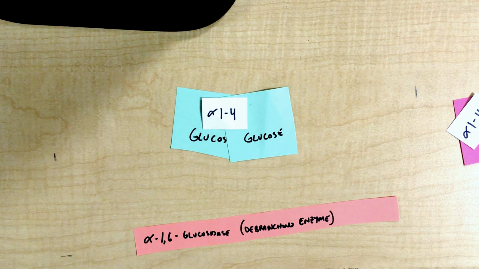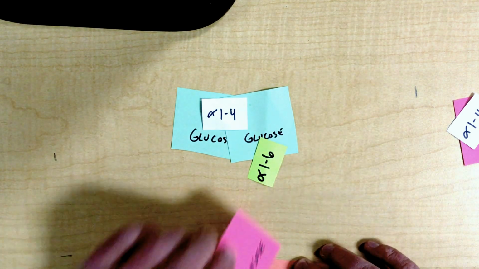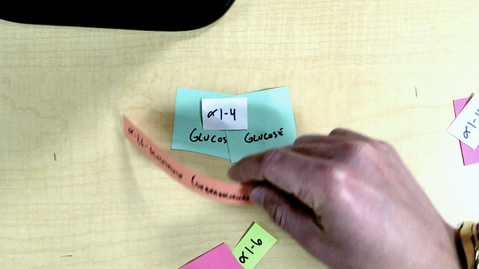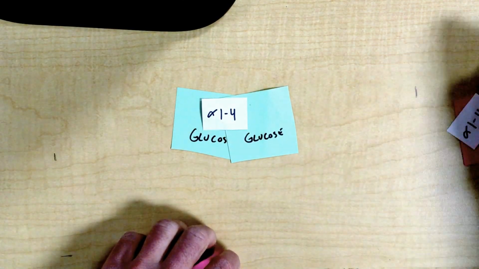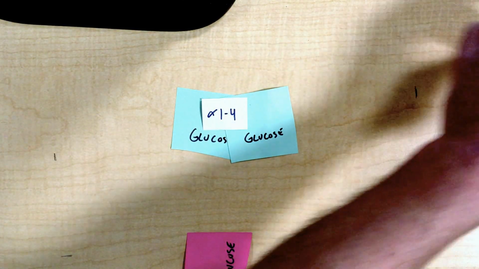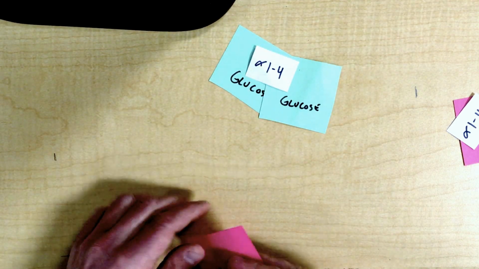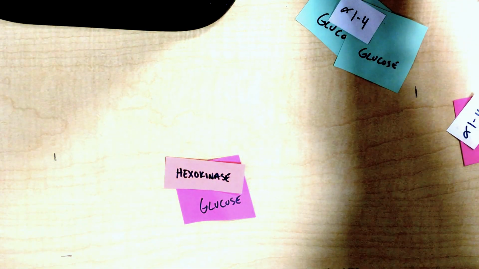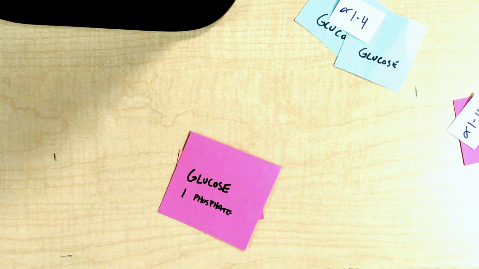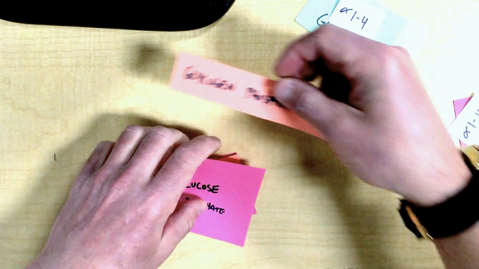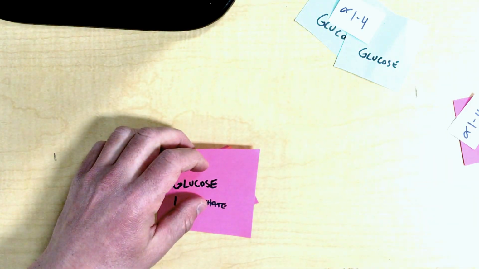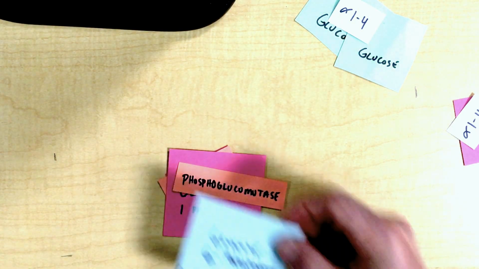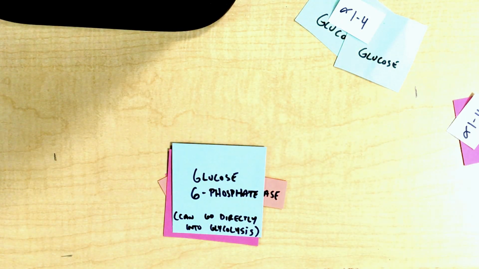Our debranching enzyme works on those 1,6s. So right there at the 1,6, that's where our debranching enzyme takes that last one away. Okay? Our hexokinase takes our glucose and turns it into our glucose 1-phosphate. Our phosphoglucomutase takes our glucose 1-phosphate and turns it into our glucose 6-phosphate.